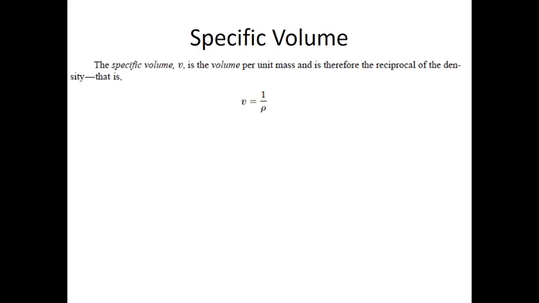The specific volume is obtained by getting the reciprocal of the density. So, 1 over rho. 1 over density is specific volume. Okay? So, specific volume is the volume per unit mass, V over M. Volume per unit mass, or 1 over density, and is therefore the reciprocal of the density.